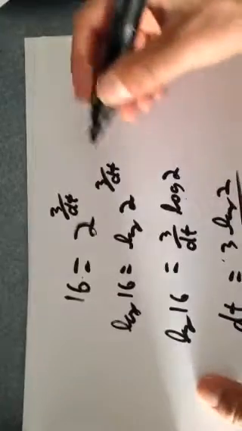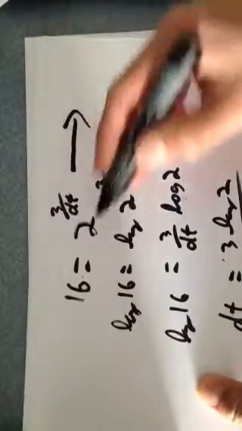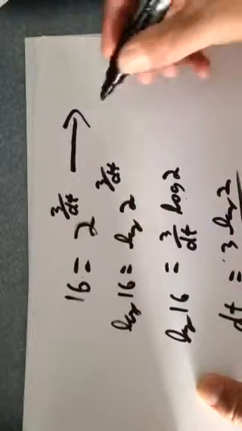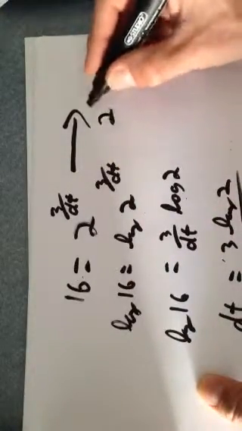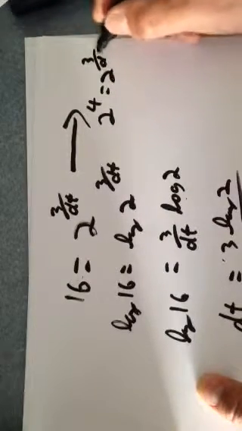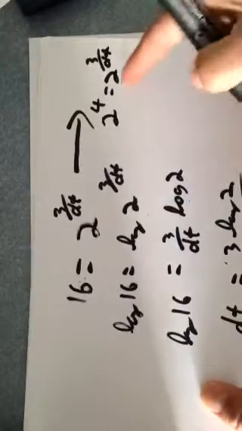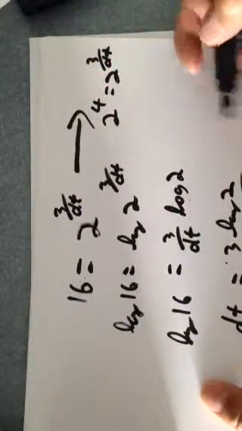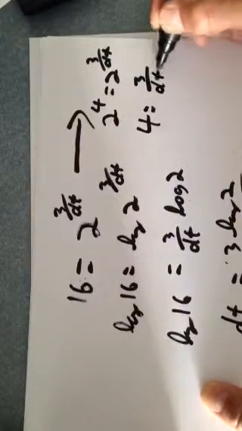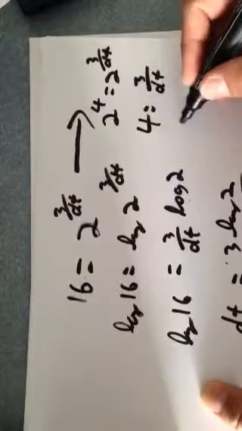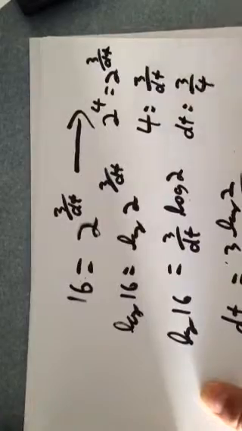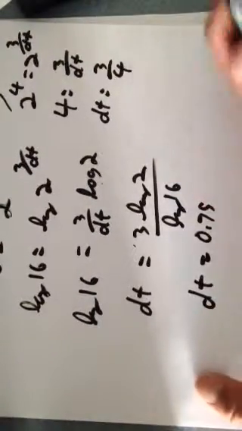Now from here, we didn't really need to use logs. I'm going to solve this now a second way. 16 is 2 to the exponent 4. So I can rewrite 16 as 2 to the 4. So 2 to the 4 is equal to 2 to the 3 over dt. With the same base, the exponents must be equal to each other. So 4 must be equal to 3 over dt. And simply rearranging this, we end up with dt is equal to 3 over 4. The same answer that we got when computing the logs.